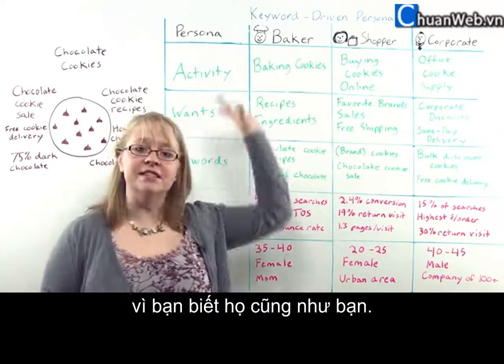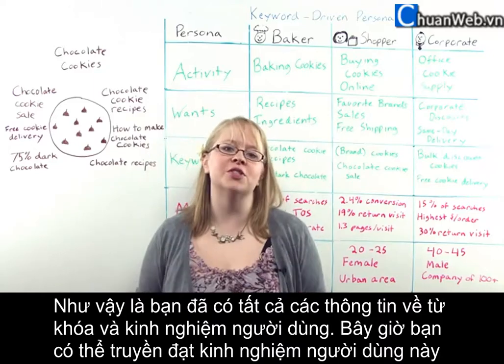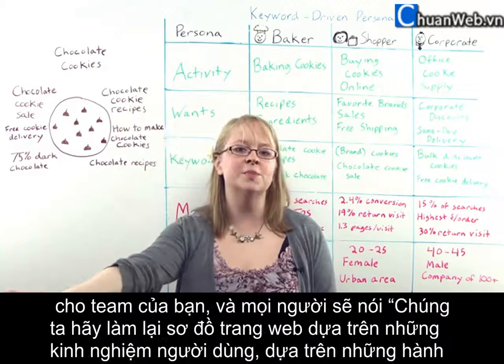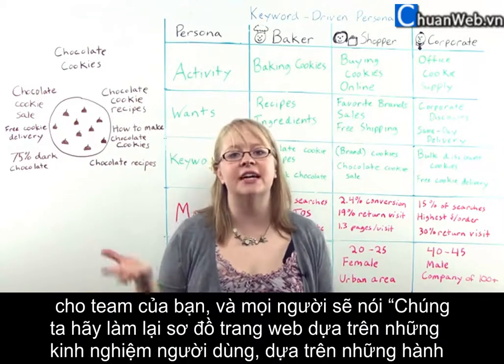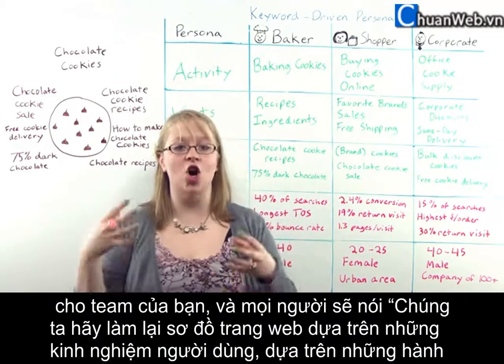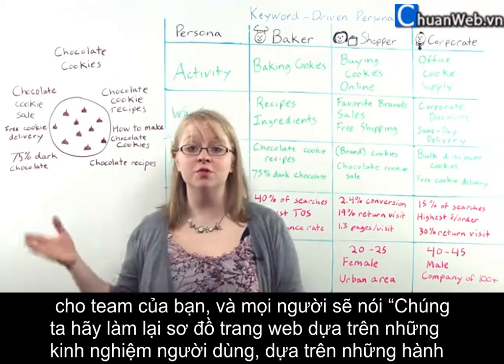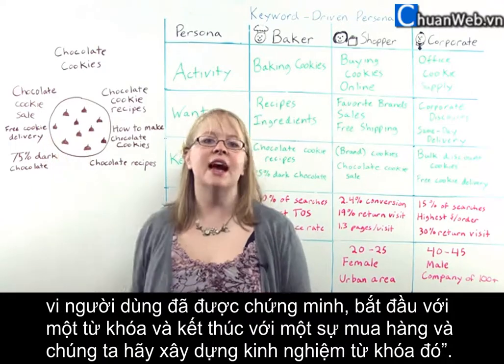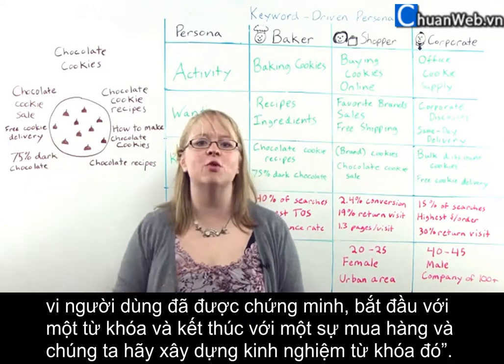So you have all of this information about keywords and about personas. Now you can take that back to your user experience team, to your information architects, and say, hey, let's redo the sitemap and have it be based on these personas, based on these proven user behaviors that start with a keyword and end with a purchase. And let's build experiences for those keywords.